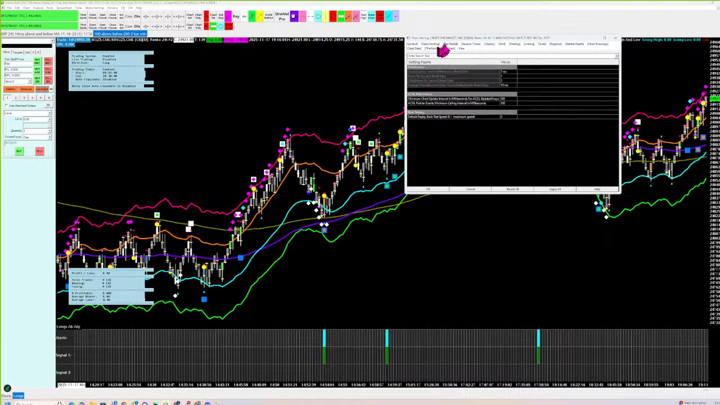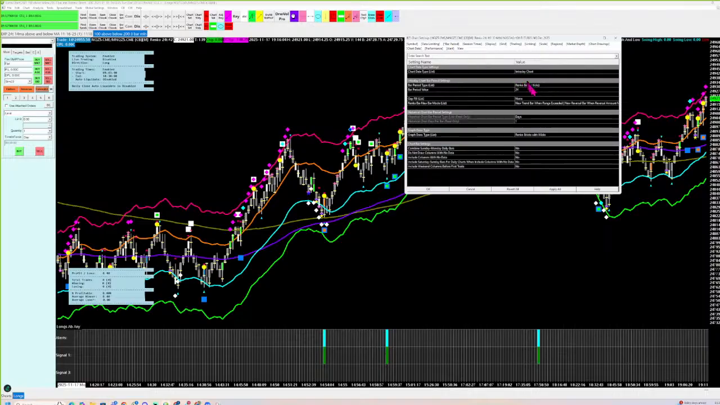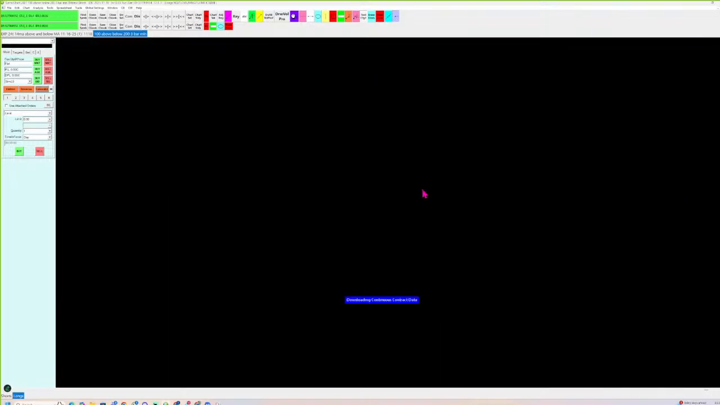Data limiting, bar period, change it to a 32 tick, okay, and hit OK. It will load in just a second.